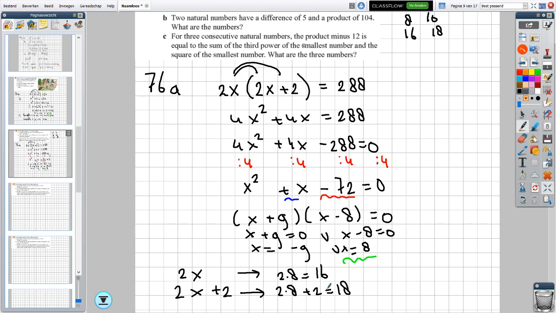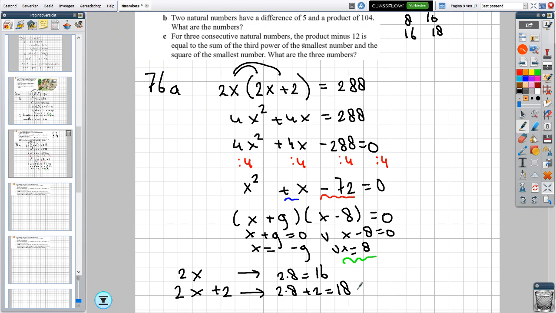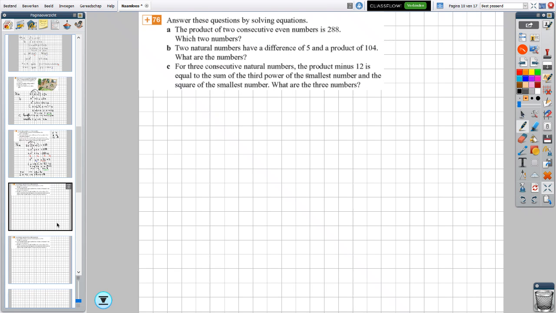And if you now have trouble deciding whether this is the actual answer or not, well, try to multiply 18 and 16. If you do that, you will find that the product is going to be 288, which is what I wanted to find. Okay, so don't forget that if you find the answers here, you have to say, well, minus 9 is not possible, 8 is, fill in 8 in what I named my two even numbers. So do not say, well, the first is 8 and the other is 8 plus 2. No, 2x and 2x plus 2 is what I specified to be my even numbers. Next one, B.